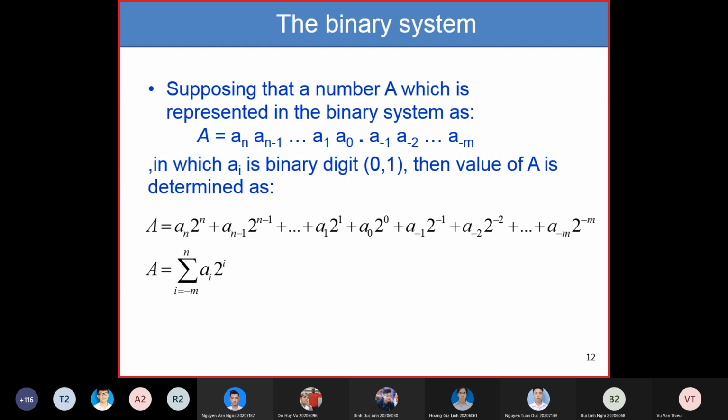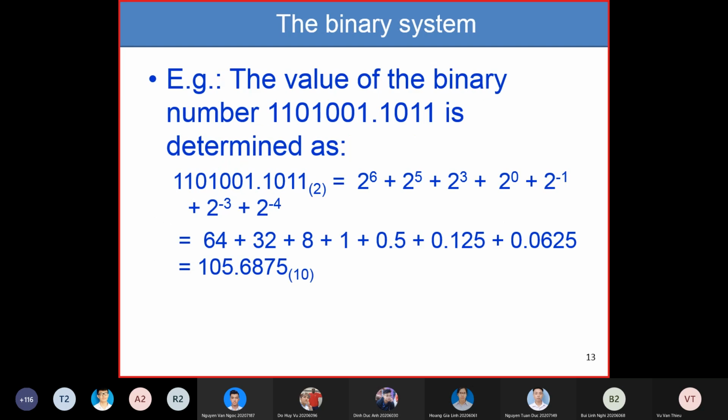So this is the representation of the number A in the binary system. The question is how to determine the value of A. Actually, we use the same formula, but here we replace the base with 2. We use the same formula, but with the base equal to 2.